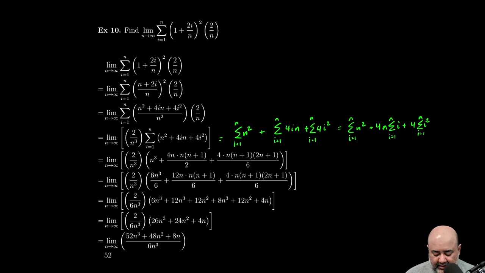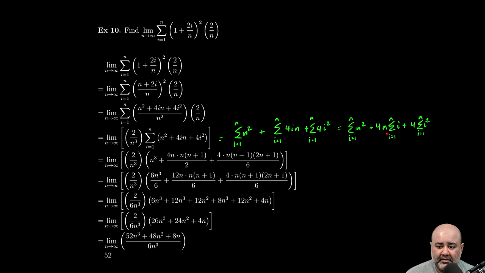So hopefully you remember that the sum of a constant from i equals 1 to n is just the constant times n, c times n. So n squared times n will give me n cubed. Here we have 4 times n times the summation of i. The summation of i can be given by n times n plus 1 over 2. And then the 4n is just tagging along.